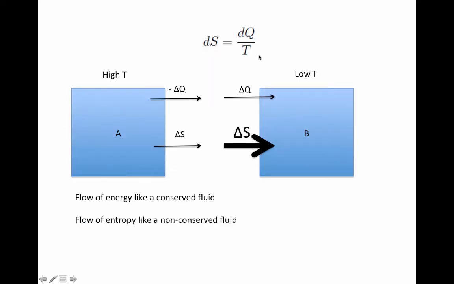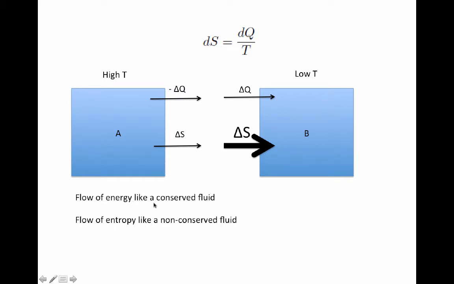Now, let me cover some basic implications of this equation. Suppose you have two objects, A and B. A is at a higher temperature, B is at a lower temperature. And suppose a certain quantity of heat flows from A to B. So this is delta Q, this quantity of heat. So the heat flow from A is minus delta Q because it's losing heat, and the heat flow into B is plus delta Q because it's gaining heat. But delta Q is the same. The heat lost by object A is the same in magnitude as the heat gained by object B. That's just conservation of energy.